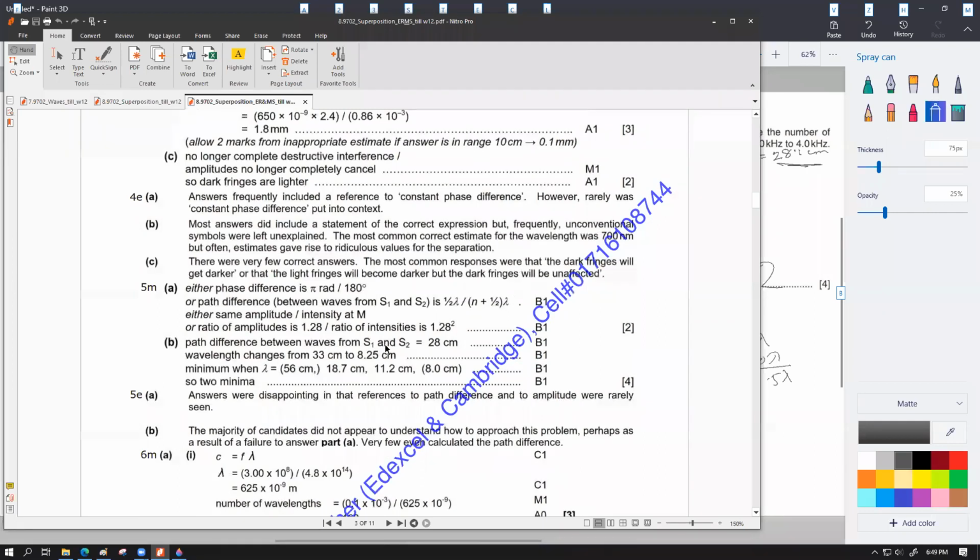Path difference between the waves from S1 and S2 is 28 centimeter, which perfectly makes sense. It's Pythagoras formula. Wavelength changes from 32 centimeter to 8.25 centimeter. That also perfectly makes sense because I could calculate the wavelengths using the speed of the wave, 330, and the frequencies. Minimum when lambda equals 56 centimeter not acceptable, 18.7 acceptable, 11.2 acceptable, 8.0 centimeter acceptable.